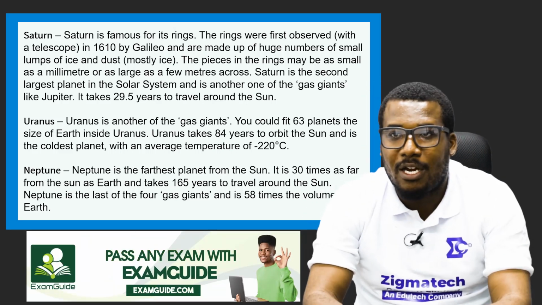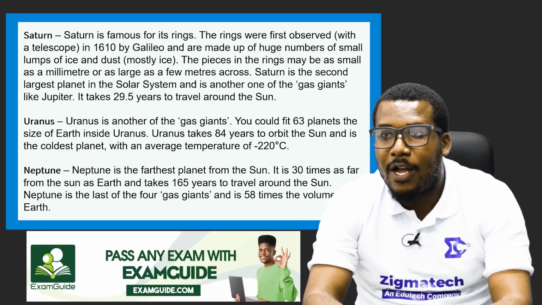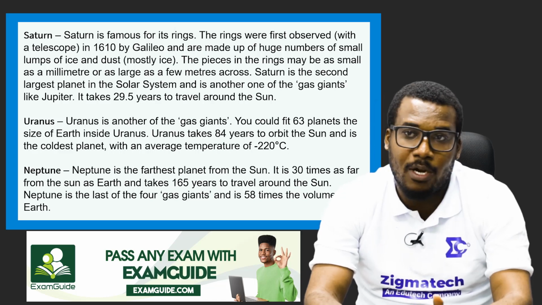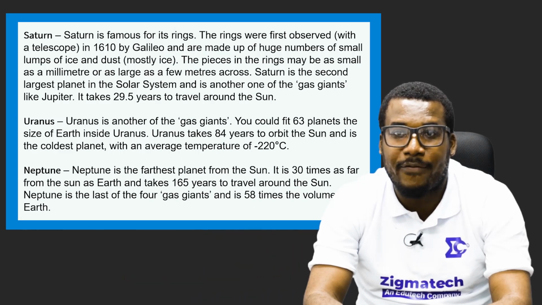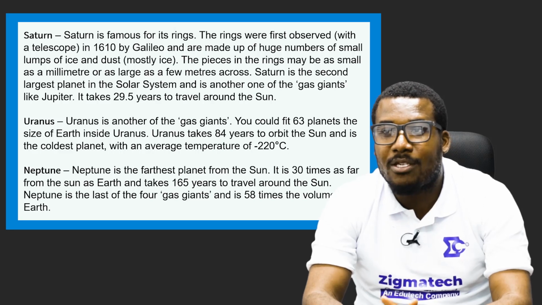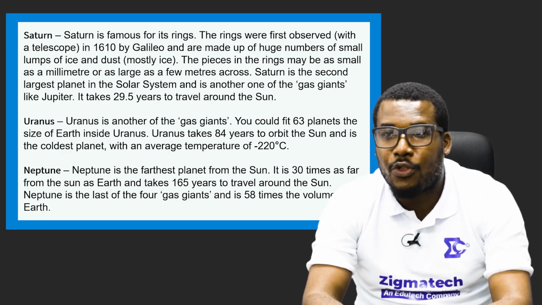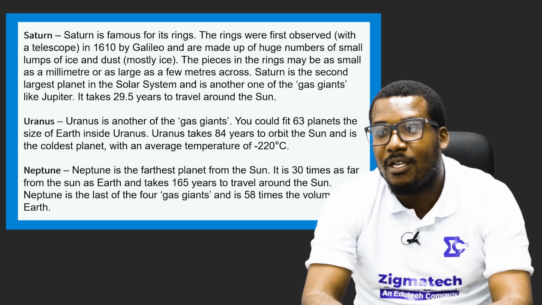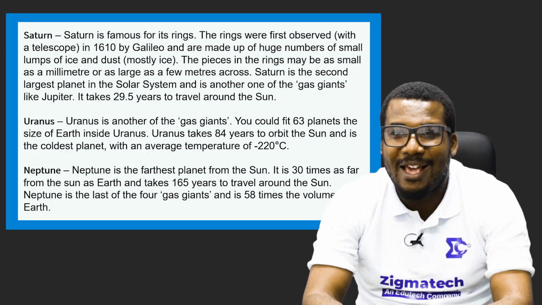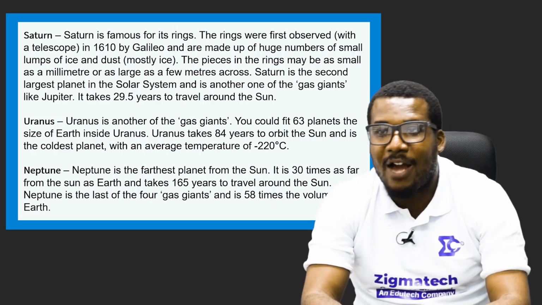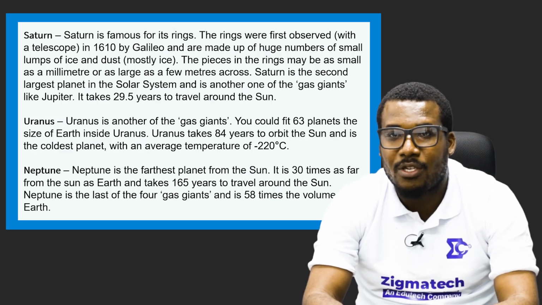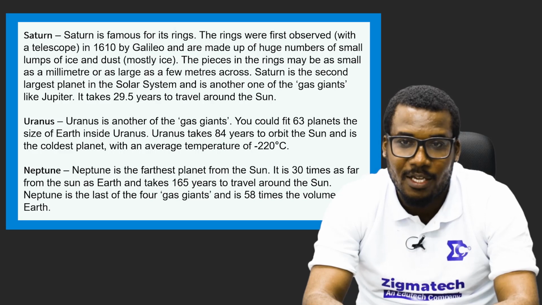Uranus is another gas giant, the third one. You can fit 63 planets the size of Earth in Uranus. Now it's smaller than Jupiter, where you can fit almost 1,000. Uranus takes about 84 years to orbit around the sun, which is close to 3 times that of Saturn. It is the coldest planet with an average temperature of negative 220 degrees Celsius. Yes, it's colder than the last planet.